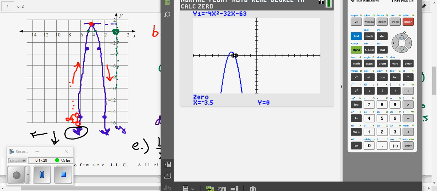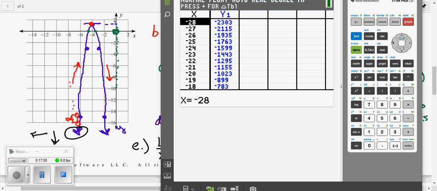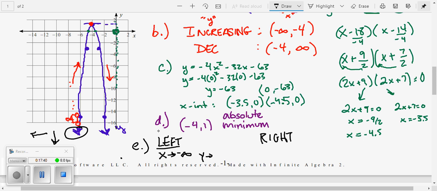Here's an option. Go look at your table. Okay, I'm at -28 in the x direction. What happens if I keep going in the negative direction? My y values keep getting more and more negative. They're going in the negative direction forever too, even more quickly.